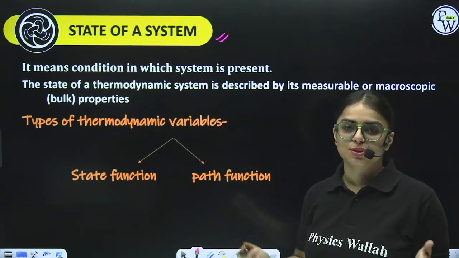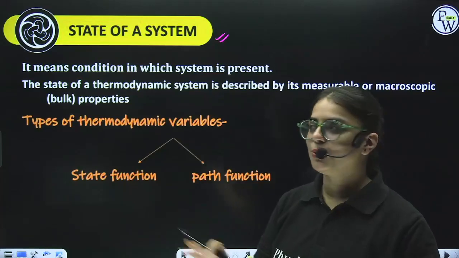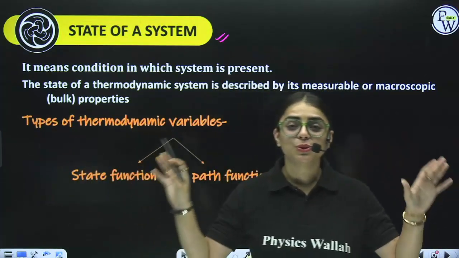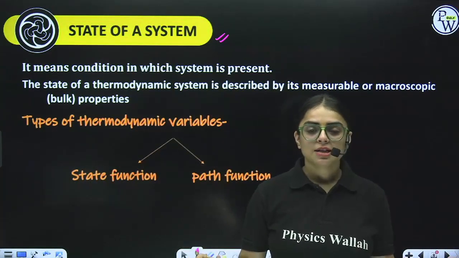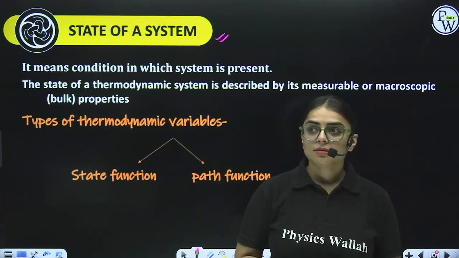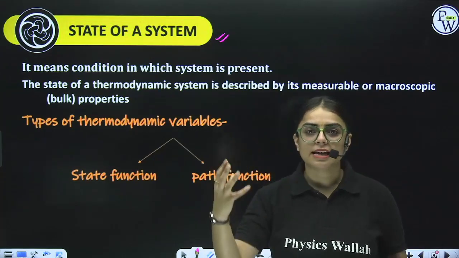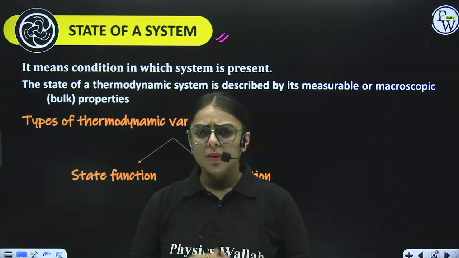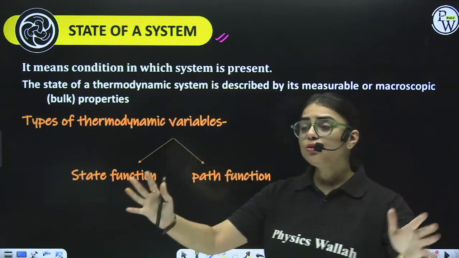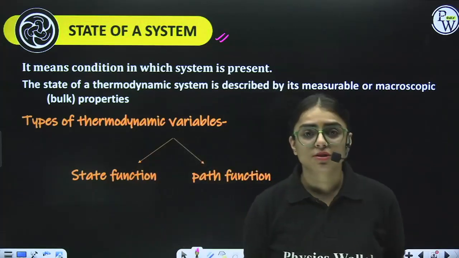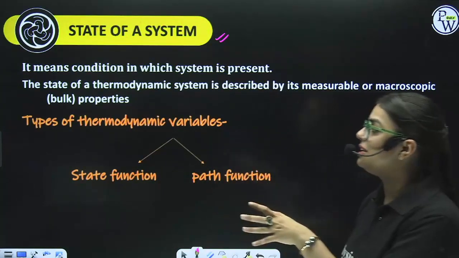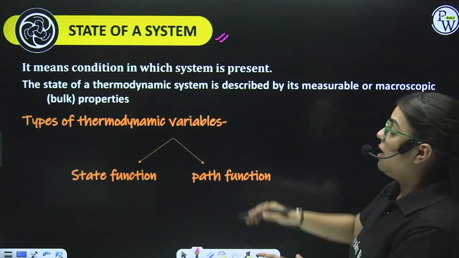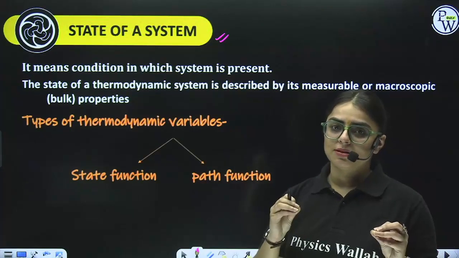What is the state of a system? If I ask you what is your state, you will say, ma'am, I'm so cool, I'm so chill, I'm so calm. So that defines your state, right? The state based upon your mental health, the state based upon your physical health, you define your state in those terms. But what about a system, students? How do you define the state of a system? The state of the system is the condition in which the system is present.